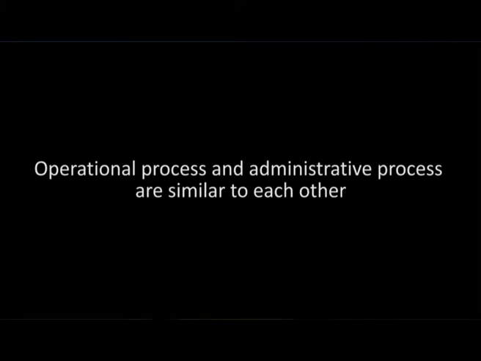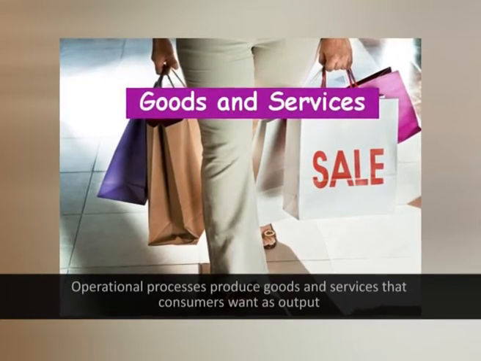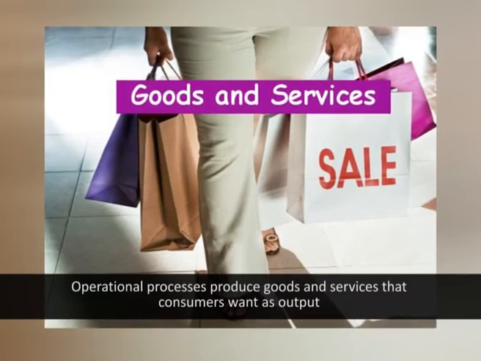Operational process and administrative process are on many grounds similar to each other. Both include a series of connected and interdependent activities which jointly transform input into output. However, operational processes produce goods and services that consumers want as output. But administrative processes generate information and plans as output for the functional groups working within the organization. To generate output adequately, every firm or organization needs the support of administrative processes. Thus, though these two processes usually function in an independent and unrelated manner, frequently they need to align their goals for effective functioning of the organization.